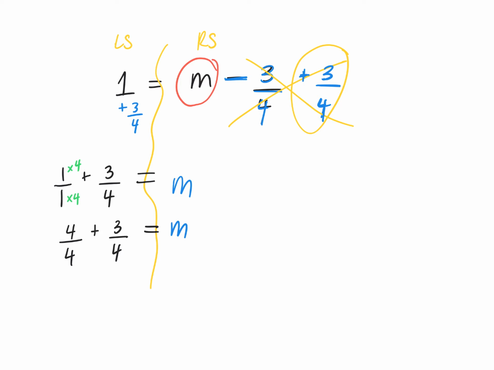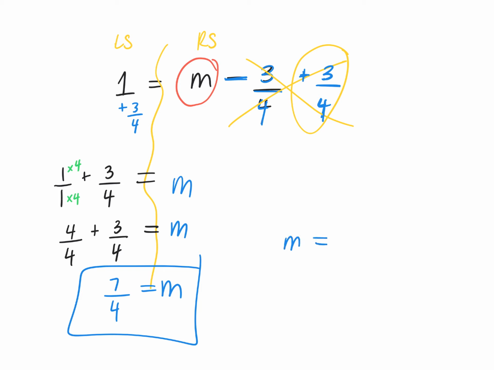Does everyone see what I did there? So simplify it. What's 4 over 4 plus 3 over 4? 7 over 4 equals m. That's the answer. Can you put it in lowest terms? How many times does 4 go into 7? Once, with how many left over? 3 fourths. I'll accept either answer, okay?